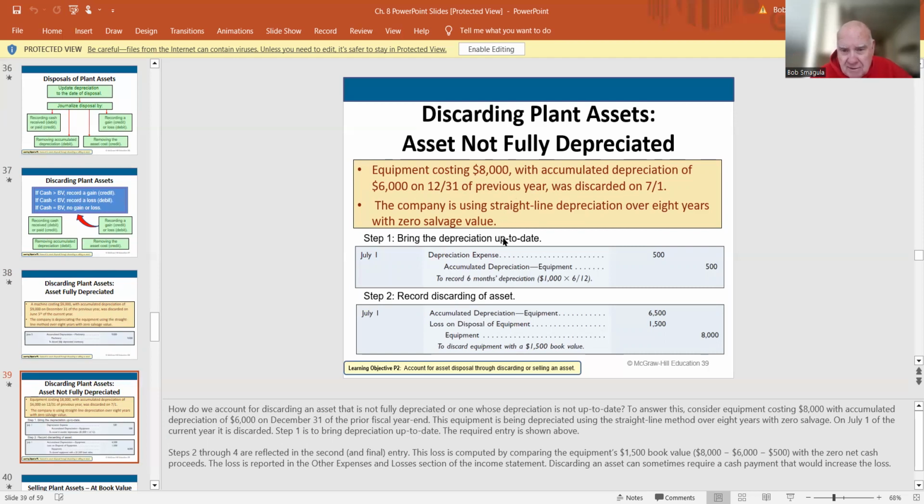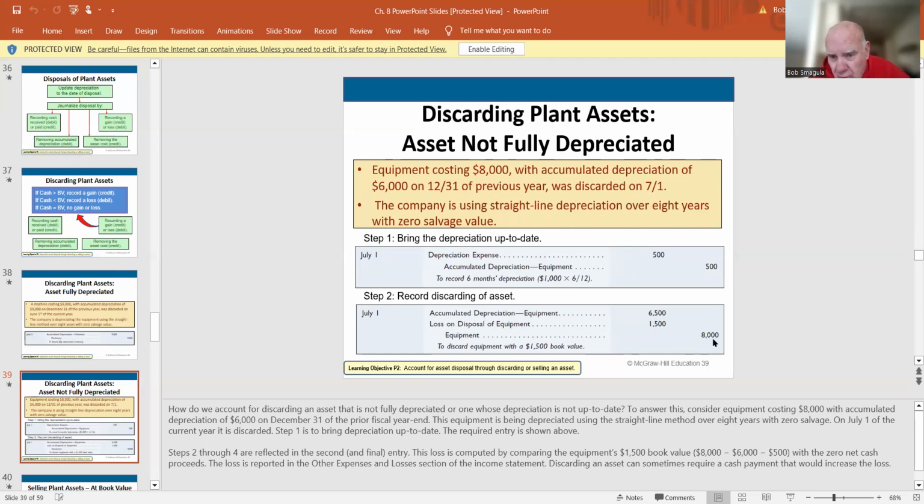We automatically, the company is using straight line over 8 years. They have to, in this case here, since they're getting rid of the machine at the end of June, have to record another half year of depreciation. Remember our number there, 500. So now we're ready to discard. We don't have any cash to debit, but you debit the accumulated depreciation.